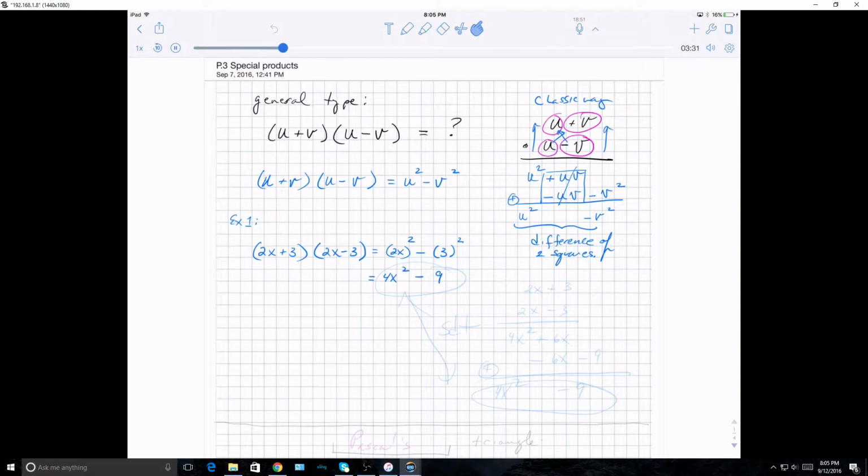And let's just check that with our classic multiplication. This would be 2x plus 3 times the quantity 2x minus 3, which would give us 4x squared plus 6x minus 6x minus 9, and it looks like we have the same thing.